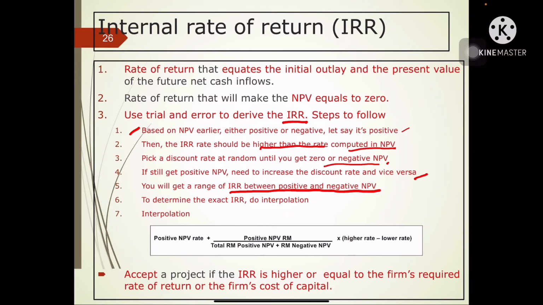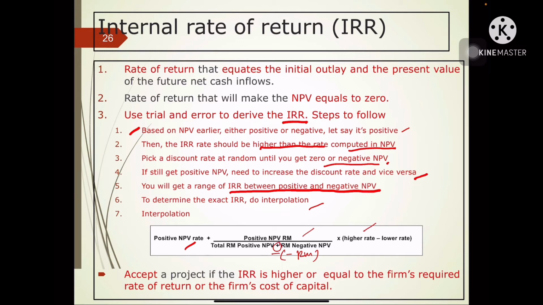To determine the exact IRR, we need to do the interpolation. So how to calculate the interpolation? Take the positive NPV rate, and then we calculate the positive NPV. So then the total positive NPV, and then we minus the negative NPV over here. So it's going to be positive, right? Minus and my negative will become positive. And then the higher rate less the lower rate.